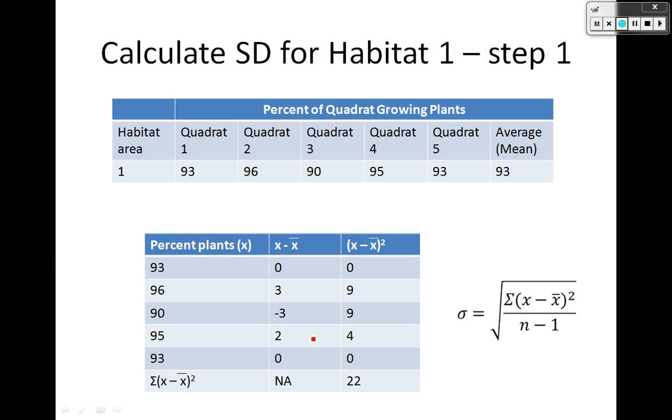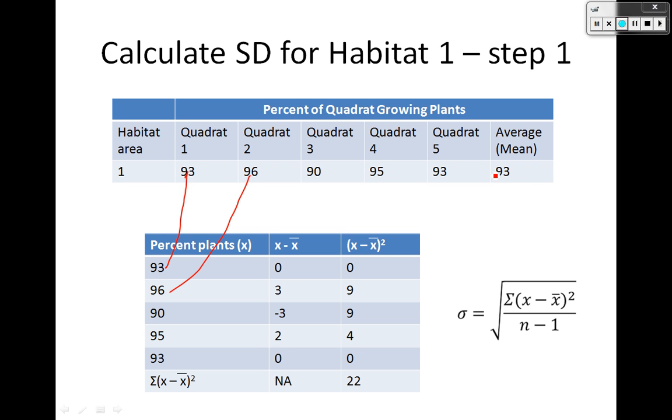All right, so let's take a look at calculating SD, the standard deviation for habitat 1. And we've got a couple steps that we're going to do. So this is simply the data that I pulled over, the top part of that chart. And this here, I've made a new chart, and this is each trial, so the percent of plants. So here's the 93, here's the 96, and so forth. So if we're looking at our equation here, we need X, meaning the data point, minus the mean squared for each data point. And then we're going to add all those up.